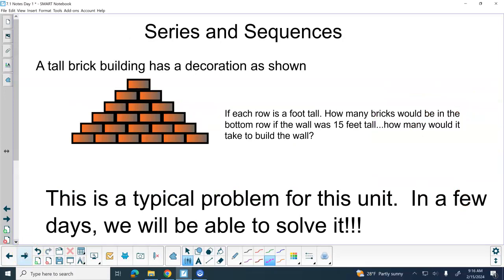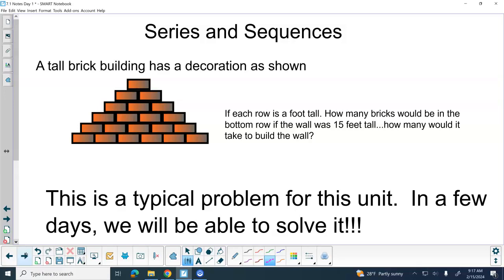Okay. Where we're going to use sequences, so a sequence is just a list of numbers. That's what a sequence is. Tomorrow, we'll get to a series, okay? And a series, then we're going to take the total number in that. So we could answer this question tomorrow.